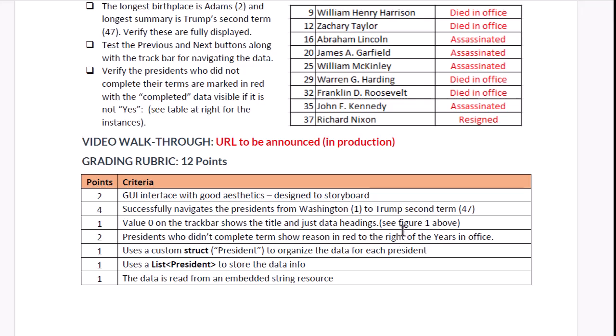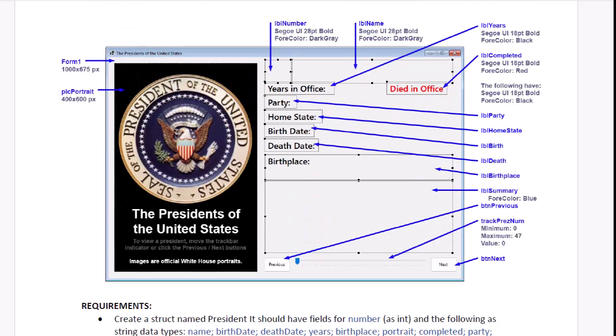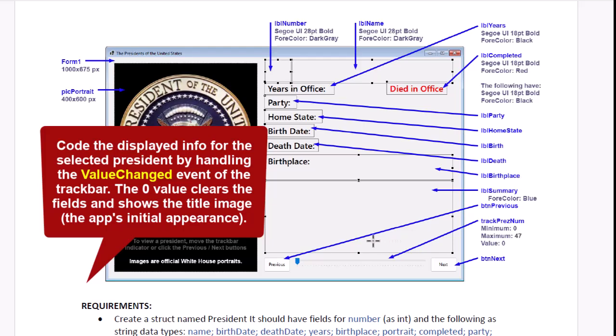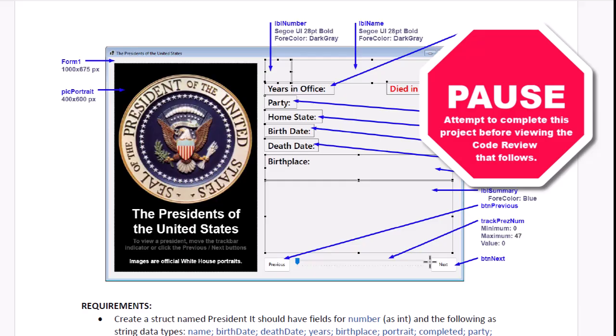And then the grading criteria. I'm going to suggest you pause here, focus on that storyboard first, create your application. You can see my form is 1000 by 675 pixels, and then create all the other controls. The only thing you are really going to need to code is the loading of the data and the navigation at the bottom. What's displayed in the information comes again from that track bar. So that's the focal point of our coding. So pause here, try to do this on your own, and then I will show you my code review.